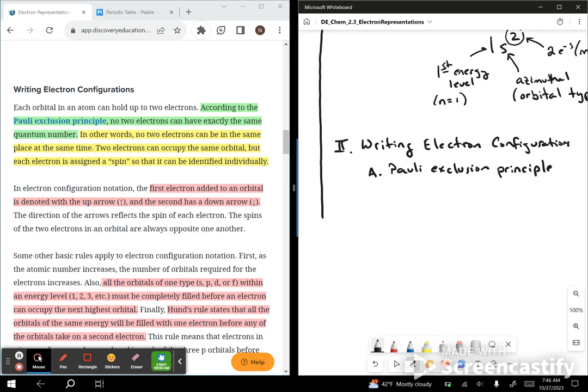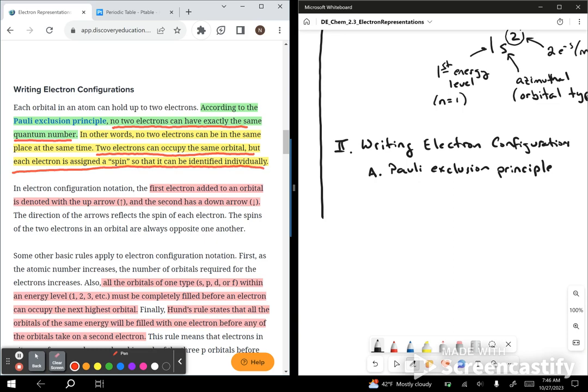It says that no 2 electrons can have exactly the same quantum number. Okay, you can't have 2 electrons in the same place at the same time. Now here, little side note, 2 electrons can occupy the same orbital, but each electron is assigned a spin, so it can be identified individually. Remember, we give that an up spin or a down spin. So in electron configuration notation, the first electron added to an orbital is denoted with the up arrow, and the second has a down arrow. So maybe let's go ahead and write this down here as this.